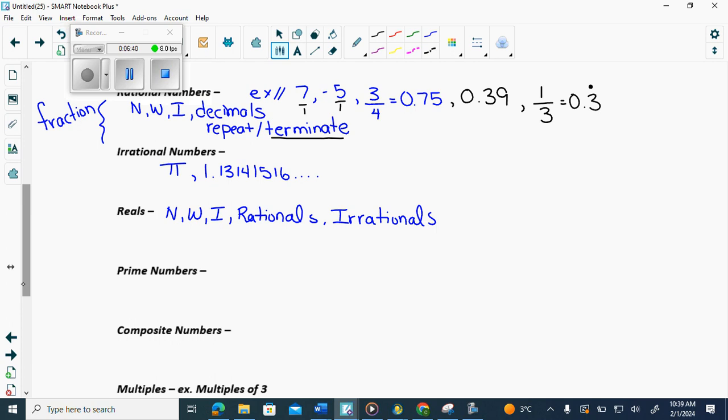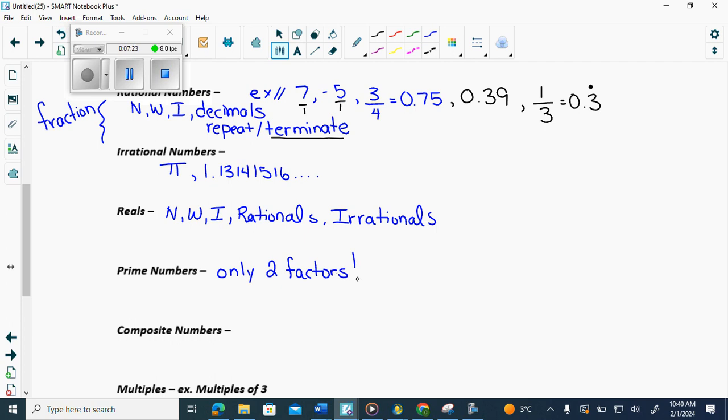Then we talk about prime numbers. Does anyone know a definition of a prime number or an example of a prime number? A number that can be multiplied by itself and 1. Yeah, so it has to have two factors. Factors are numbers that multiply to give you that number, correct? So a prime number can have only two factors.